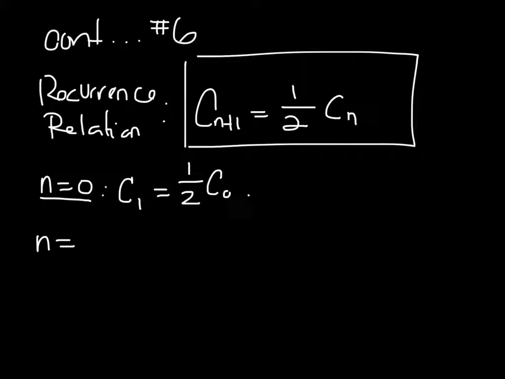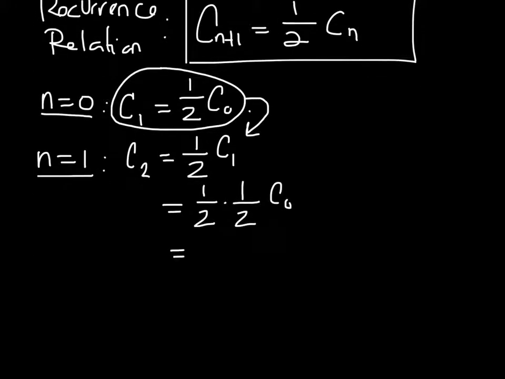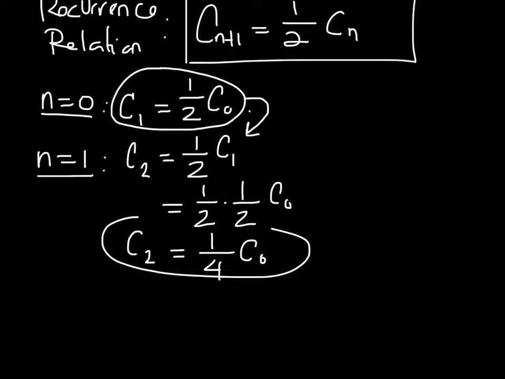What if n is 1? Well, if n is 1, again, 1 plus 1, obviously 2, and then it's half of, well, if n is 1, that's just C1. But remember, we know what C1 is, right? C1 is right there, so I can simplify this a little bit more. I get half of C1, which is just half of a half, and half of a half we know is a fourth. Okay, so there is another relationship. All right, notice it's in terms of C naught.